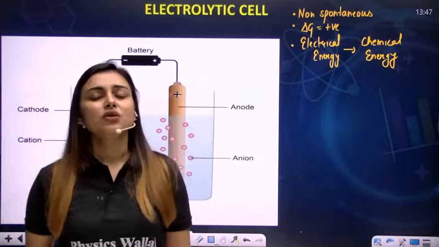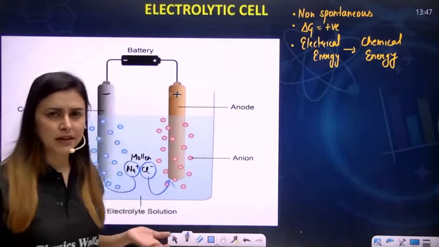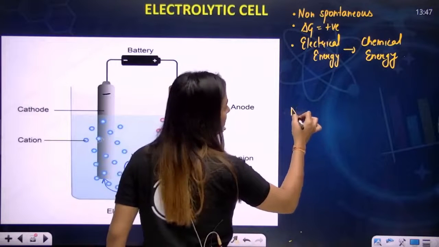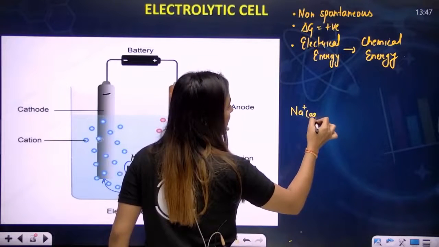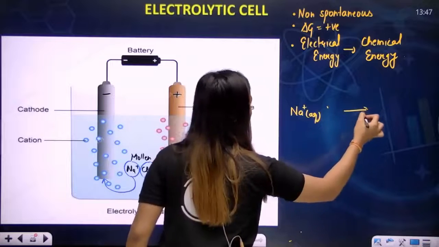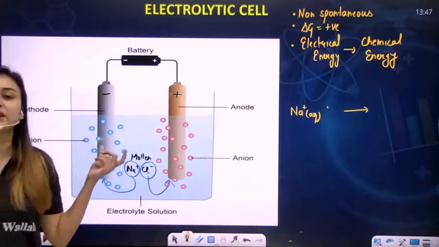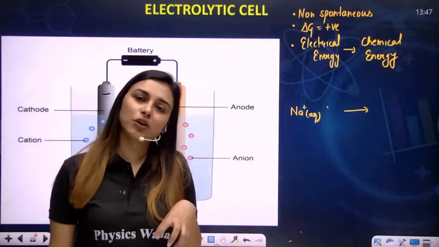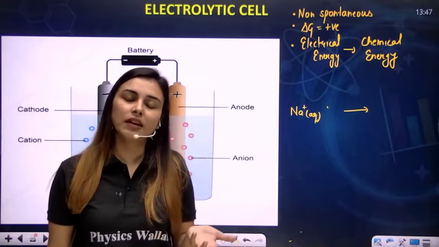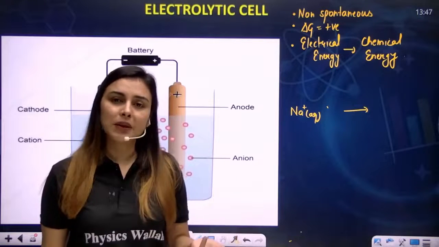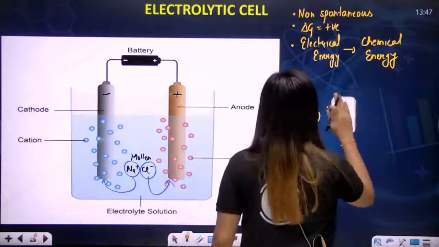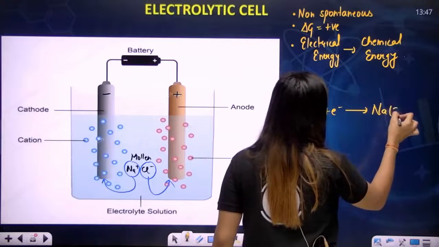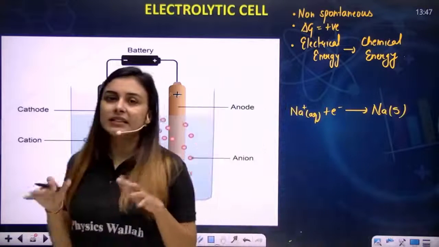Now let's see what reactions will take place. You have Na+, and this Na+ is going towards the electrode which is negatively charged, right? So Na+ will try to take an electron from that negatively charged electrode and get converted into Na solid. As simple as that. So we can say that Na+ will gain an electron and it will go into Na solid. This is the first reaction that I can see will happen.